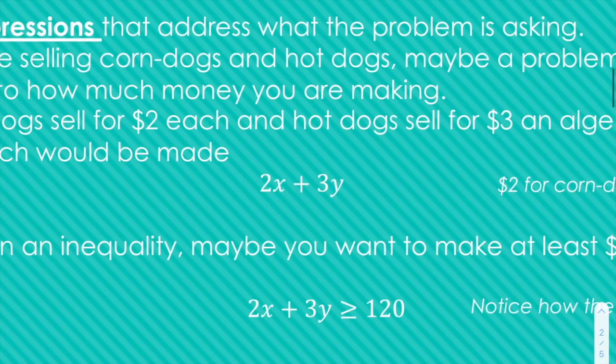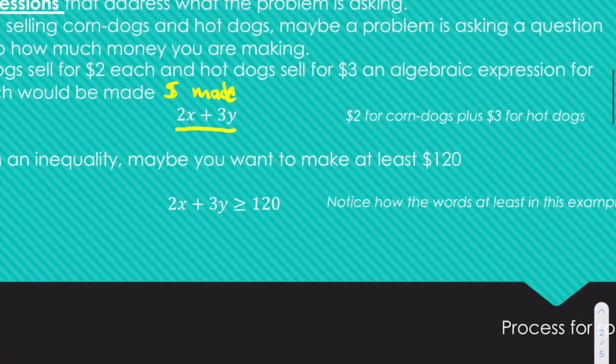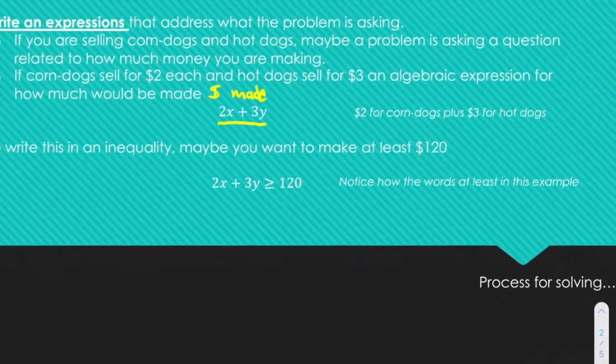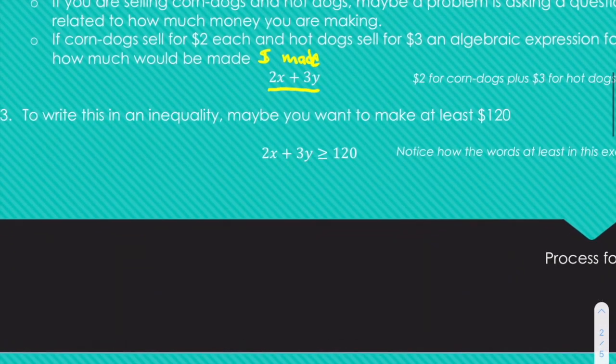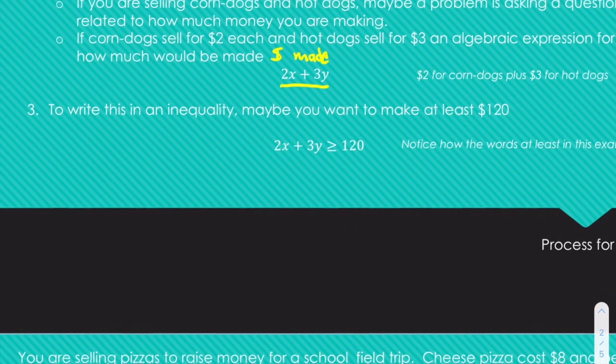You could be looking at this and saying, I made $2 for every corn dog and $3 for every hot dog. So this is, I'll just write dollars made right here. So $2 for corn dogs and $3 for hot dogs. If I add that together, that is my algebraic expression that represents how much I made based on the number of hot dogs sold and the number of corn dogs sold.